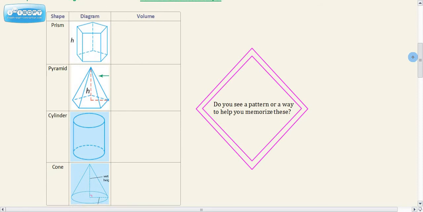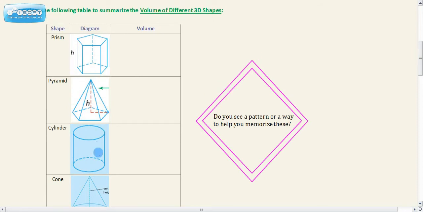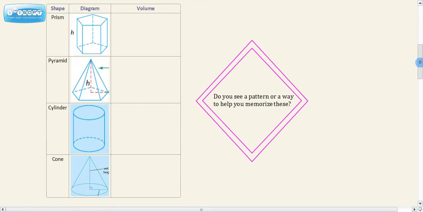Here I have a table showing different three-dimensional shapes that we've learned so far. We have a prism, a pyramid, a cylinder, and finally the cone. If you recall, the volume of a prism is the area of the base, because the base is any type of polygon, so in this case you have a pentagon, times the height of the prism. So we take the area of the base and times it by the height, and that gives us our volume of the prism.